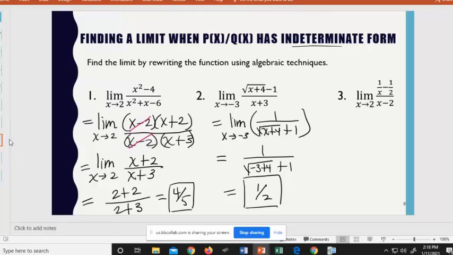Okay. Any questions? Okay, what about this next one? The limit of 1 over x minus 1/2 over x minus 2 as x approaches 2.